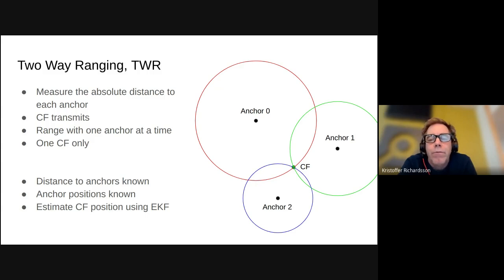In this mode, the Crazy Fly is sending a packet to the anchor, and the anchor responds, and there's a little bit of ping pong going back and forth. But since the Crazy Fly is transmitting, there is a limitation of how many Crazy Flies that we can position at the same time, and the limitation is 1. Because if we had 2 Crazy Flies, there would be collisions in the air, and the packets would be lost, and there would be all sorts of complications. So in two-way ranging, we only support 1 Crazy Fly.